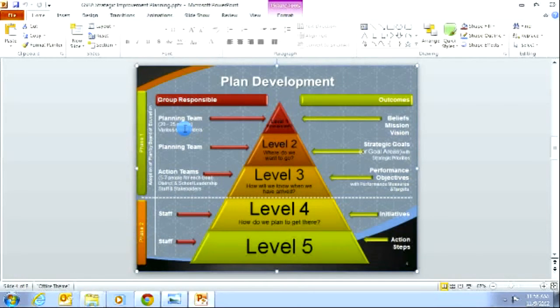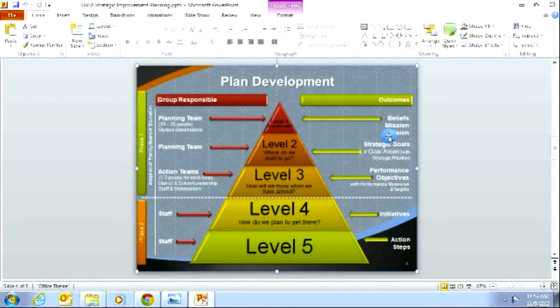We assemble this group. It's usually about half school system people, half community members, to answer the following questions. Who are we, and where do we want to go? We'll be looking at and developing some specific outcomes, including strengths, weaknesses, opportunities, and threats, as one of the things we do with the planning team is a SWOT analysis. Also, we'll be developing beliefs, mission, and vision.